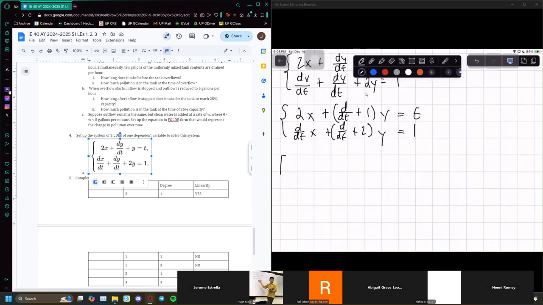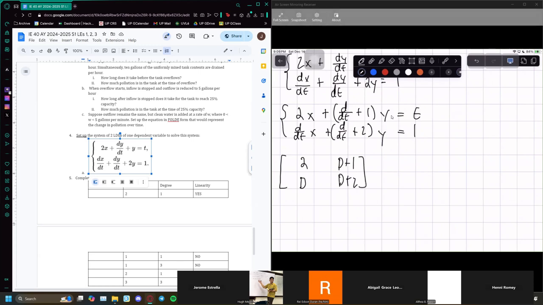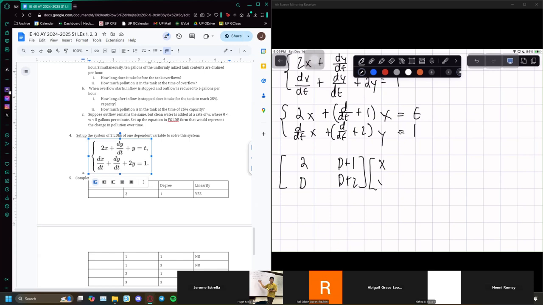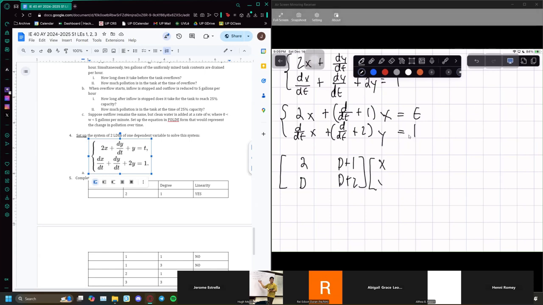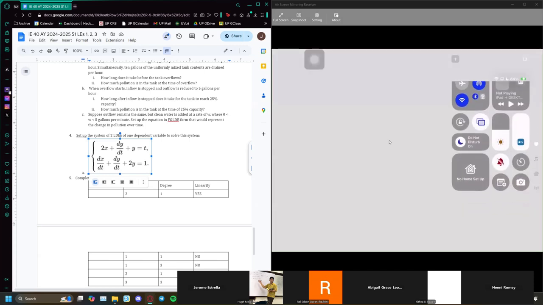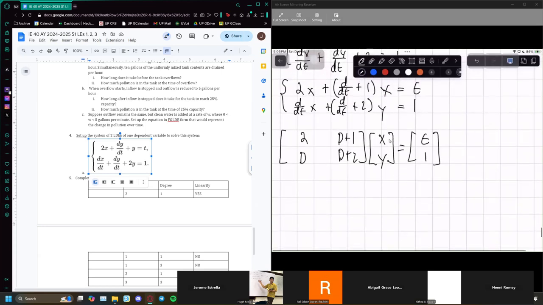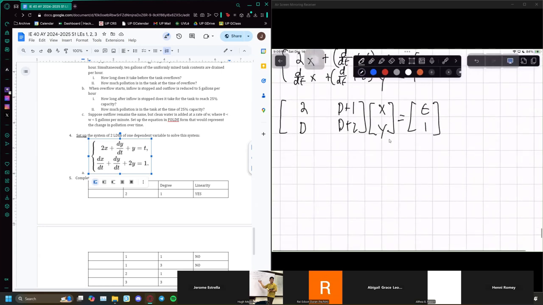Anyway, so let's make our coefficient matrix. 2 d, d plus 1, d plus 2. x, y plus c1. Okay, so now, it is slow to update. That's so sad, guys. Anyway, hopefully it's okay now.